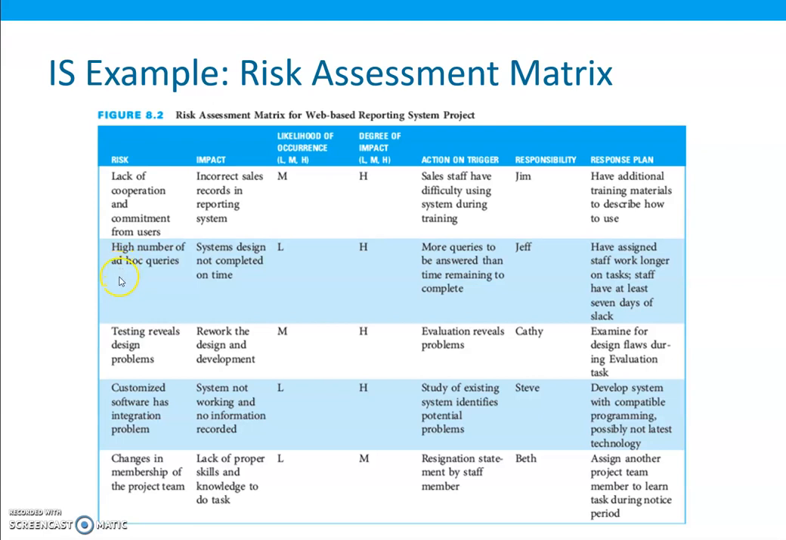Let's see another one. A high number of ad hoc queries. Its impact is that system design is not completed on time. Its likelihood is low, but its impact is high. The action on trigger is when there are more queries to be answered than time remaining to complete. Its response plan is to have assigned staff work longer on tasks. Staff have at least 7 days of slack.